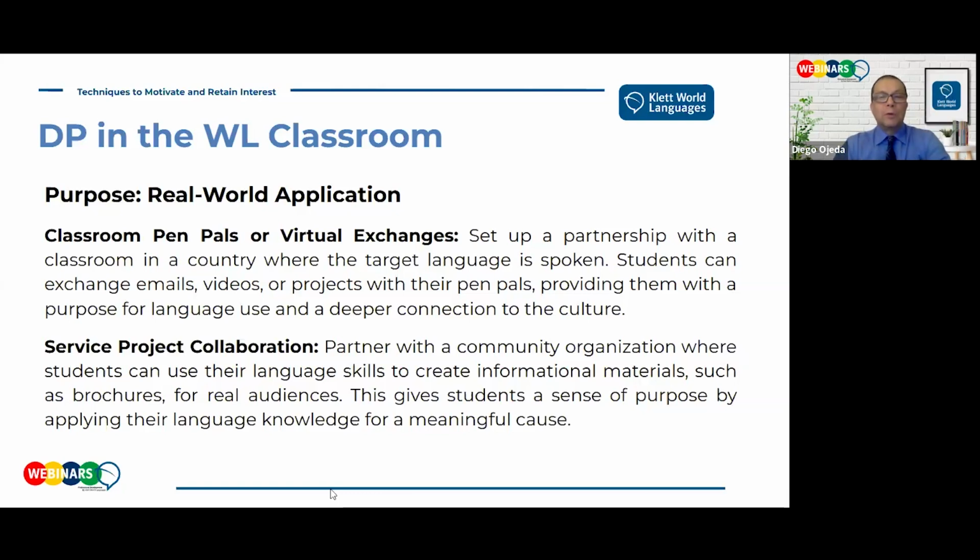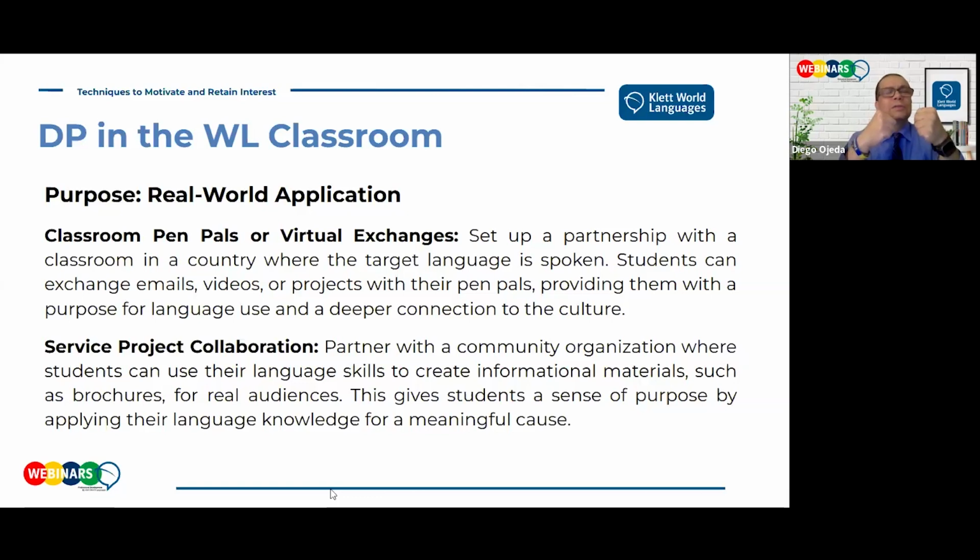Or service project collaborations, partnering with community organizations. I'm a Spanish teacher. There are some community organizations here that work with Hispanic immigrants. One of them is called La Casita, and I take my students to La Casita just to hang out with the people who go on a regular basis there, just to chat, just to have a conversation. And I encourage them to have these conversations in Spanish. And that's so meaningful. You don't have to actually do something specific.